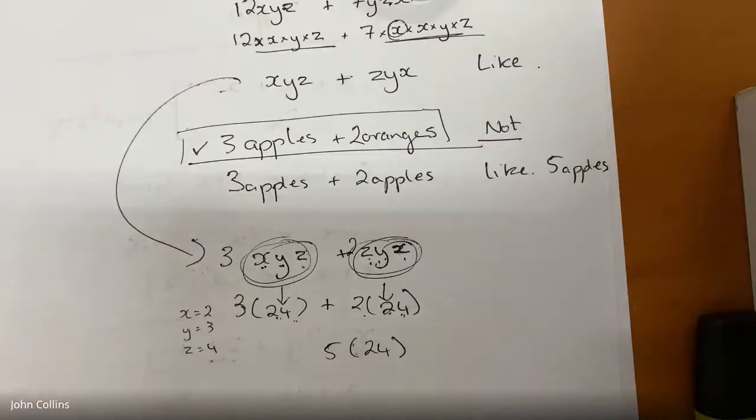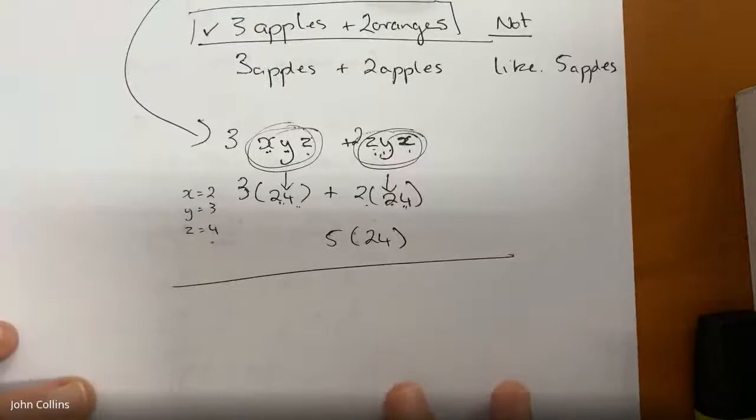Okay? So what you need to remember is if they're the same number of letters, or just the same letters, they can be combined, added or subtracted. If they have different letters, they cannot be combined, or different number of letters. That's where the squareds come in. Okay, now. That's like, right?